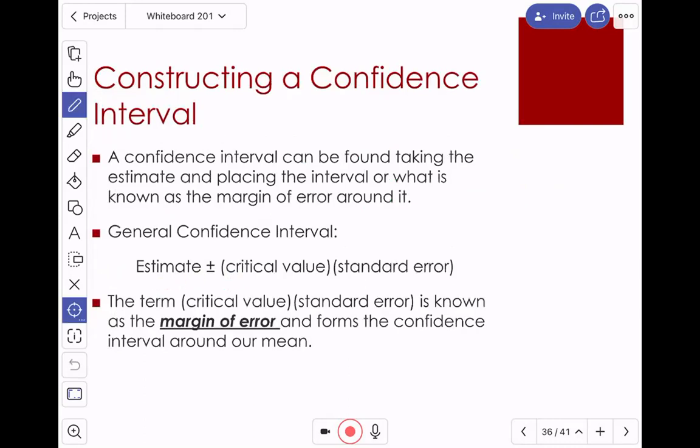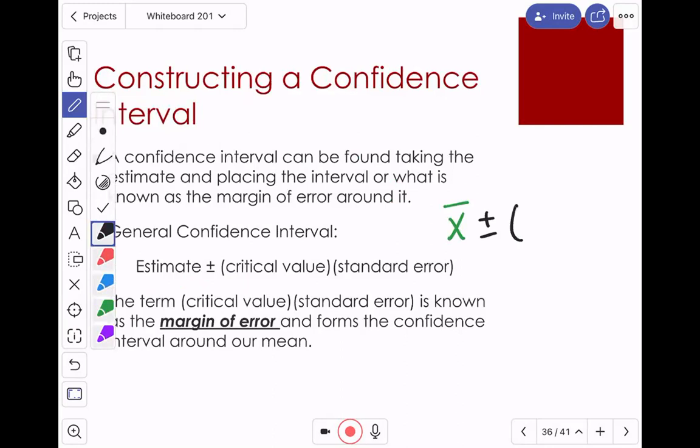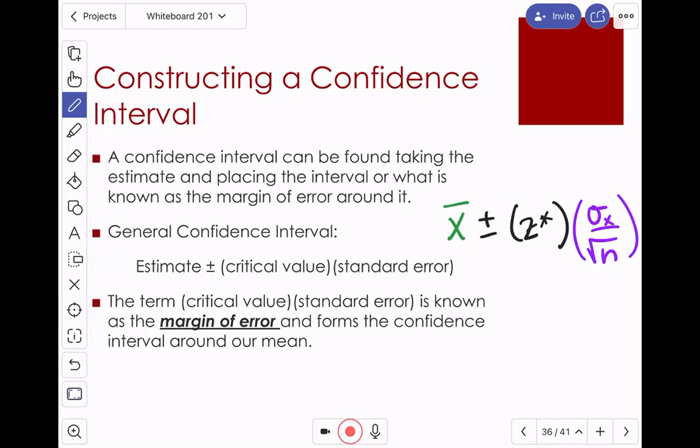All right. And then if we know that, we can actually calculate a confidence interval by taking X bar, our estimate, and then adding and subtracting the margin of error, which is Z star times the standard error, which is sigma X divided by the square root of N. So this is how we calculate a standard error. This is how we calculate this value, all right? This is how we calculate an actual confidence interval.